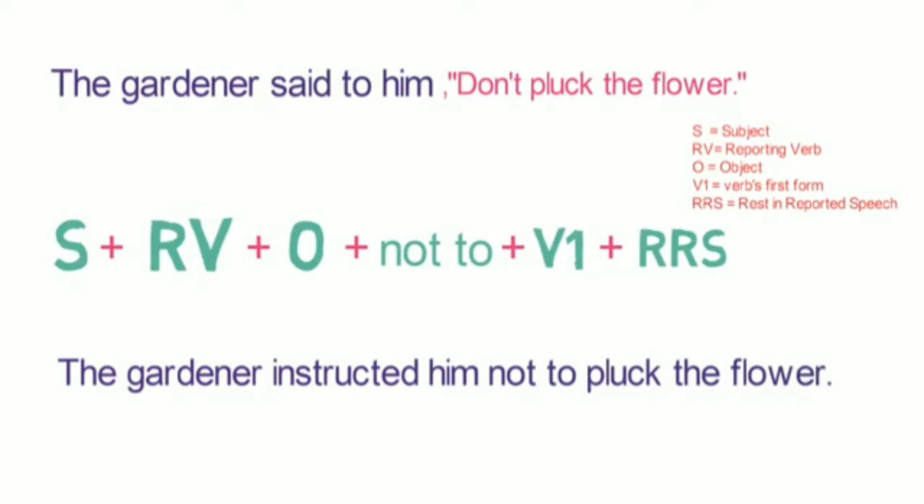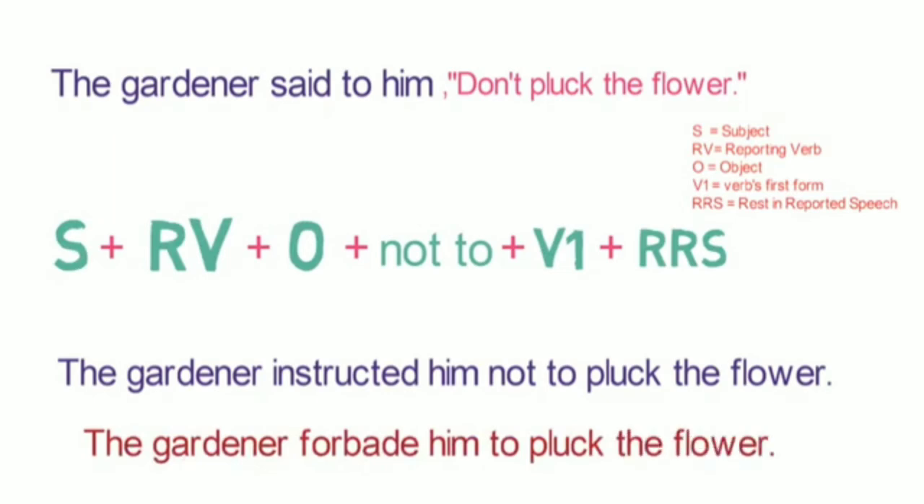We can also write the sentence in this way. The gardener forbade him to pluck the flower. Notice, we are using forbade as a reporting verb. It essentially means not to. So, we don't have to write not before to here. Please remember this.